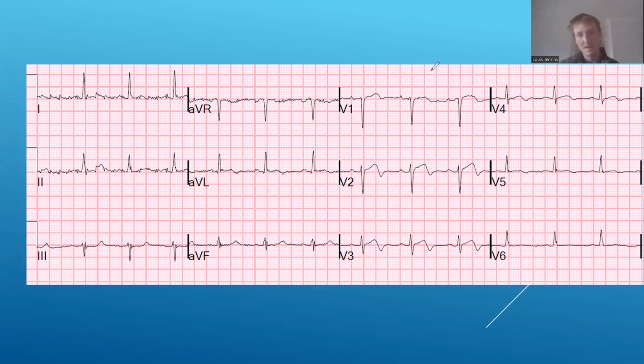And everything else looks okay, although there are these strange biphasic T waves, which we're going to come back to in a little bit. But anyway, looking at the lateral leads, they look fine. Inferior leads look okay as well. aVR is normal.